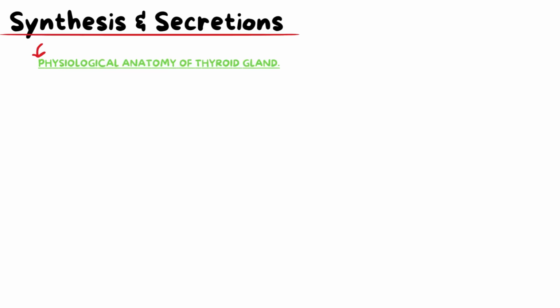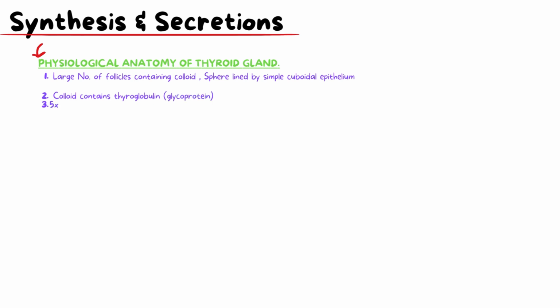In order to understand the synthesis and the secretion of the thyroid hormones, we must know the physiological anatomy of the thyroid gland. The thyroid gland consists of a large number of follicles which contain colloid. It is a secretory substance, and the sphere of the follicle is lined by simple cuboidal epithelium. The colloid contains an important glycoprotein which is known as thyroglobulin. The thyroid gland has a rich blood supply, which is 5 times more than its weight.